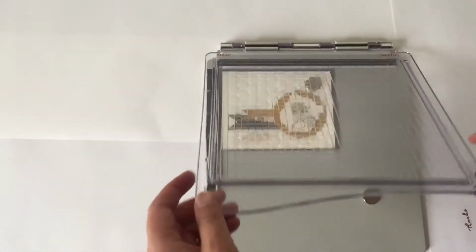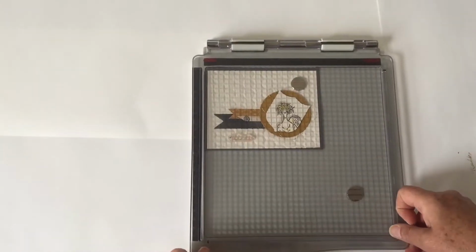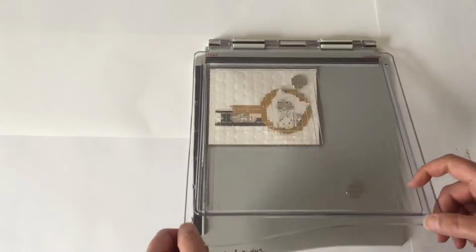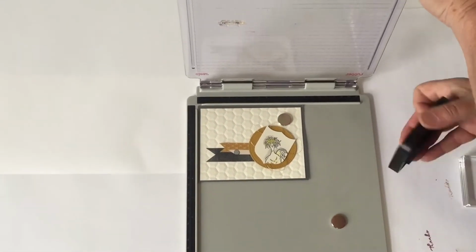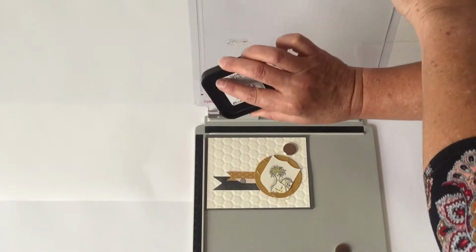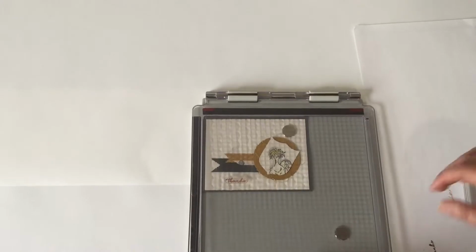Line it up. And then what I do, I don't know what everyone else is doing, but what I do is I just bring down the plate, bring it back up, and then I know exactly where it's going to be when I'm done. So I ink it up, and then I bring it down.